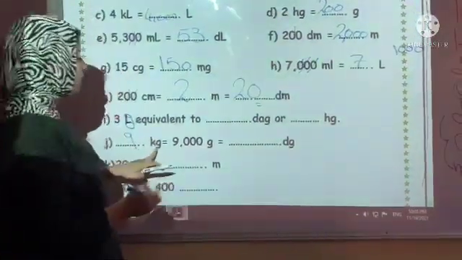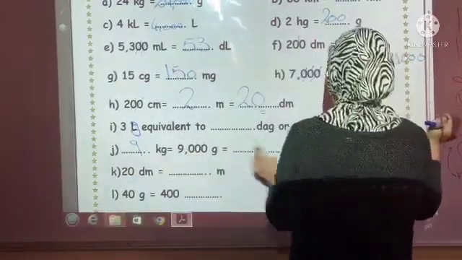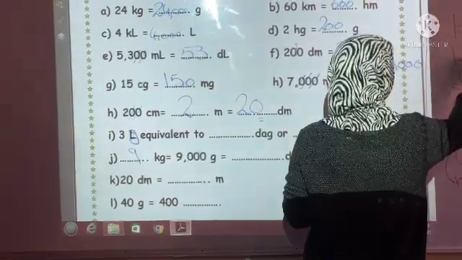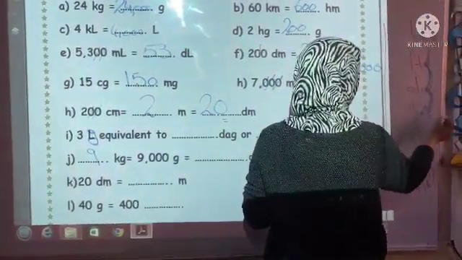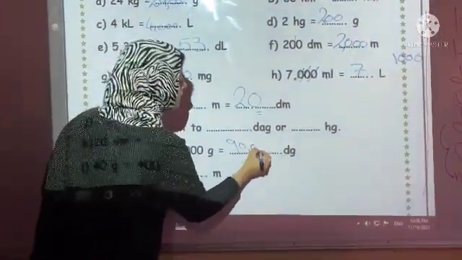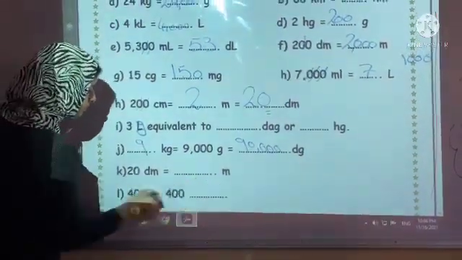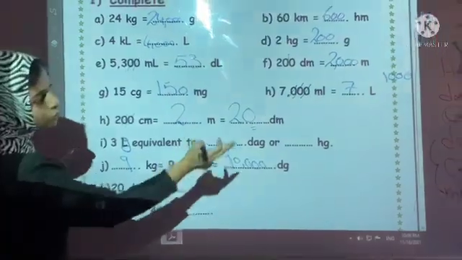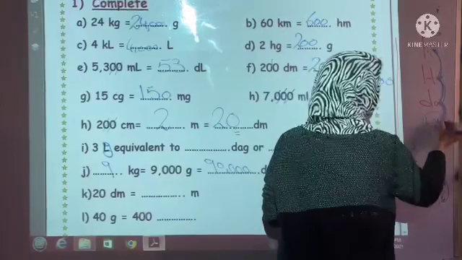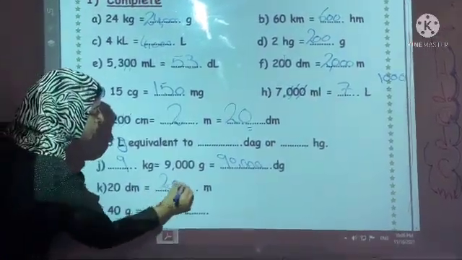And here, 9 kilograms equal how many decigrams? From kilogram to decigram, I will go 10, 100, 1,000, 10,000. So it will be 90,000. And here, 20 decimeters equal how many meters? From decimeter to meter, I make it times 10, so it will be 200 meters.